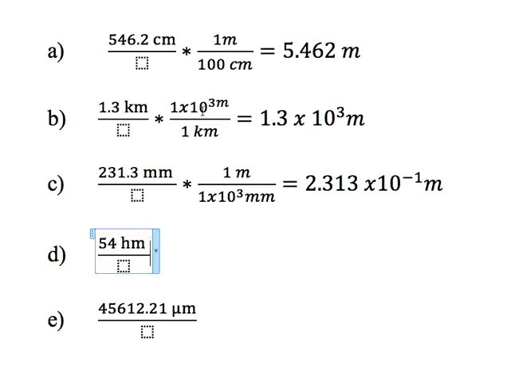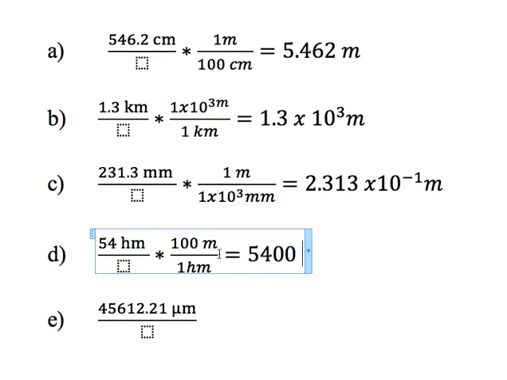Okay, almost done. I've got 54 hectometers, and I'm going to convert that to meters. So I'm going to put meters on top. Hectometers, sorry about that, hectometers on the bottom. And 1 hectometer is larger than 1 meter. So I'm going to put a 1 down there, and it takes 100 meters in a hectometer. So I've got 54 times 100, so that's 5,400 meters.